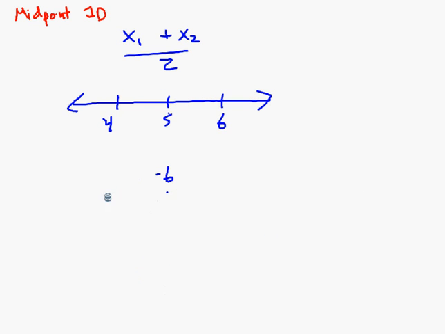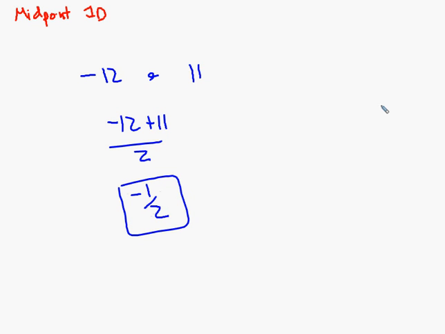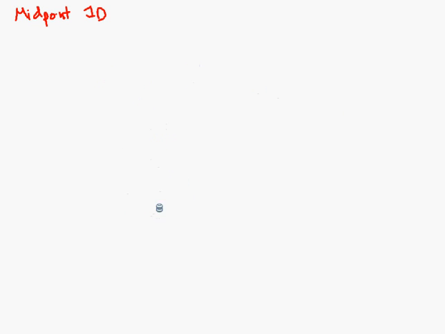So pretty simple there. So if we had, say, -12 and 11, and I wanted the midpoint of those, I'd do -12 plus 11 divided by 2, and that's going to be -1/2, and that's fine to leave it like that.